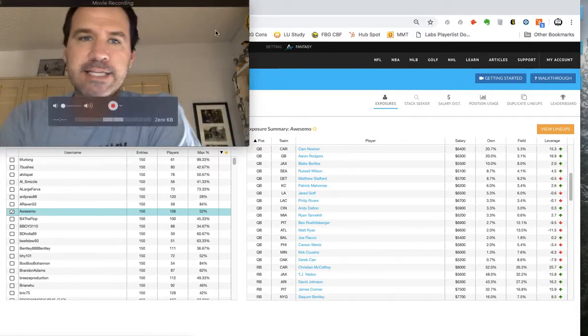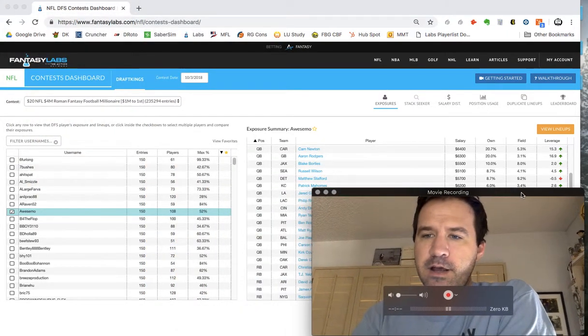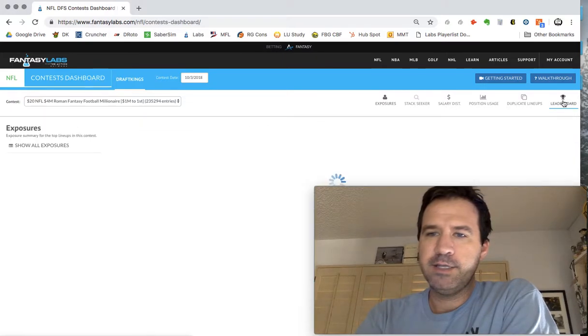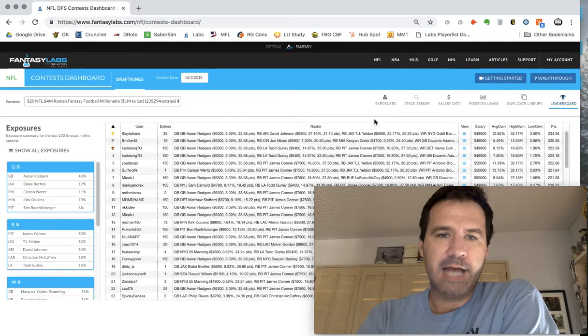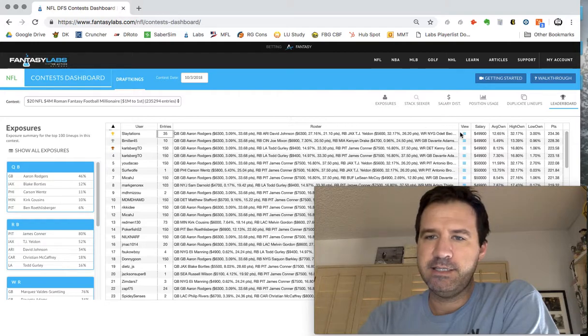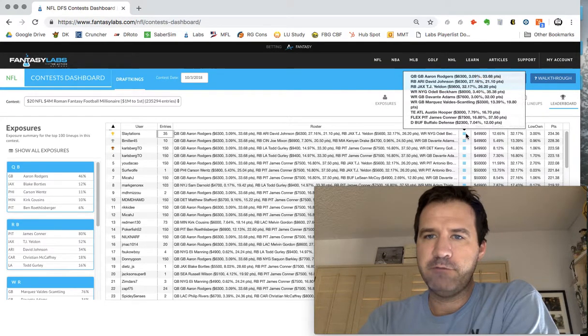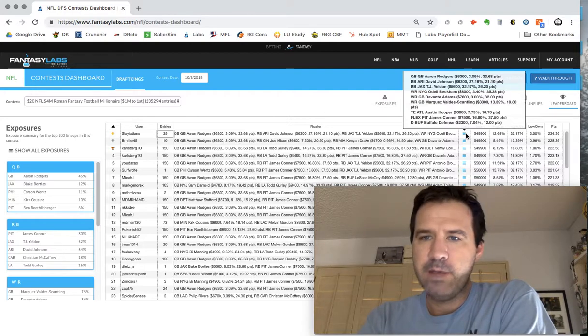The other thing that we can take a look at on our tool here is the leaderboard. And this will actually show us who the winning score was. So this guy, Slay Stations, he had 35 entries into the contest, and he had Aaron Rodgers stacks. Let's see how many people he used. So he had Rodgers stacked with Adams and Valdez, which was a tremendous way to go. But interestingly enough, no Detroits.